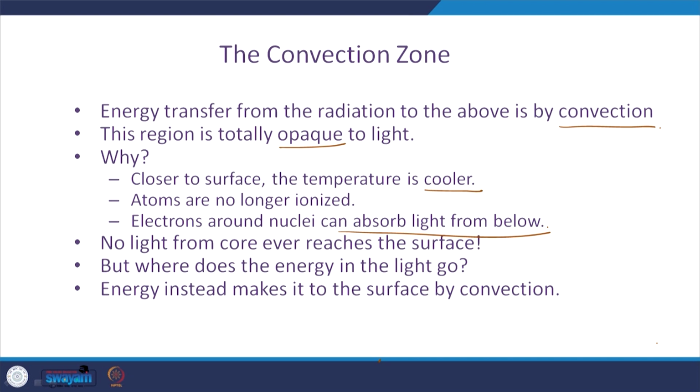This is a very interesting aspect: no light which has been generated at the core has ever been able to reach the surface. This is indeed an important point where none of the light or the energy has ever been able to reach the surface of the sun. So, where does this energy go? Energy instead makes it to the surface by convection.